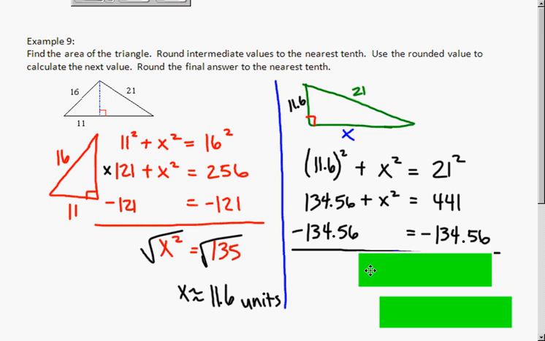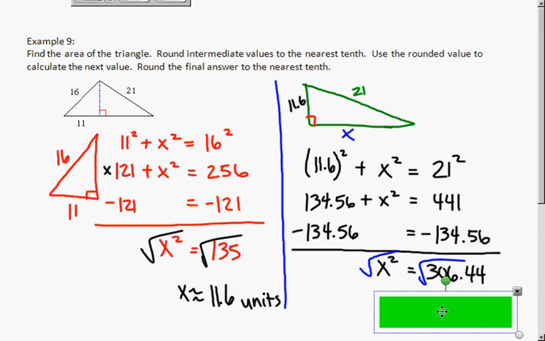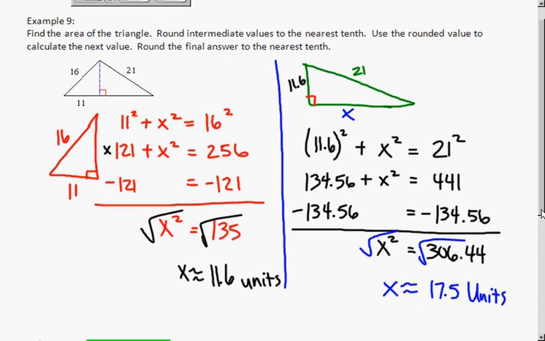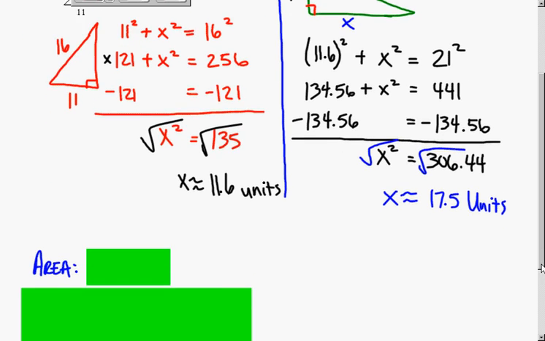Subtract 134.56 from both sides. We get x squared equals 306.44. Again, get x alone, so we would square root both sides. Rounded to the nearest tenth, we'd come up with x is approximately 17.5 units. Now we found the other piece of the base.